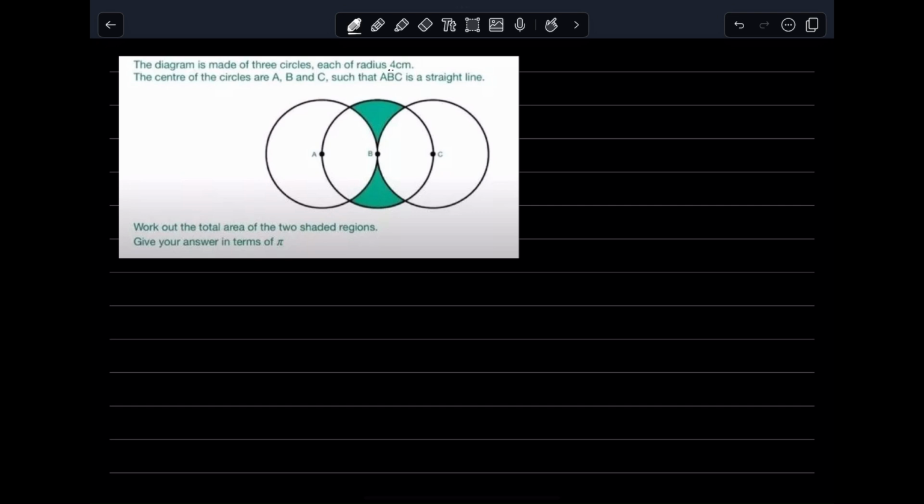The diagram is made of 3 circles, each of radius 4 centimeters. The centers of the circles are A, B, and C, such that ABC is a straight line. Work out the total area of the 2 shaded regions. Give your answer in terms of pi.